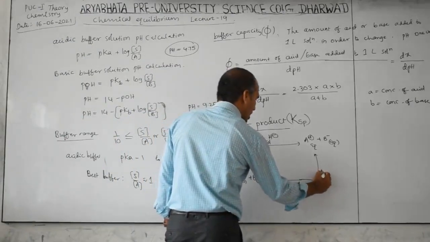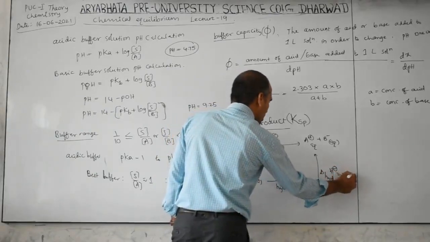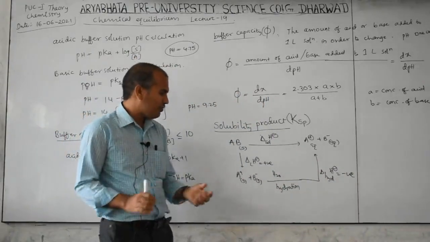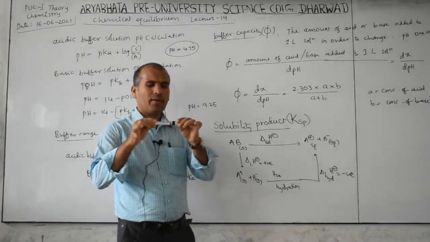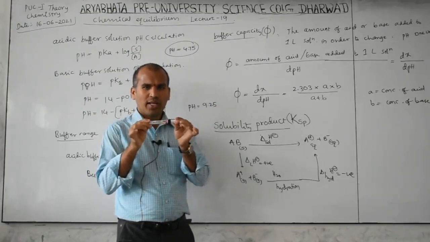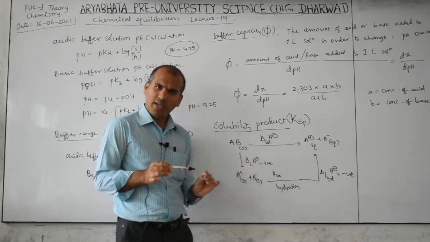This is called hydration enthalpy. Generally it is negative. So keep in mind, if lattice enthalpy is positive, it means to break the B minus and A plus, which are together. To break this bond, less energy is required, meaning it is easily converted into A plus and B minus.